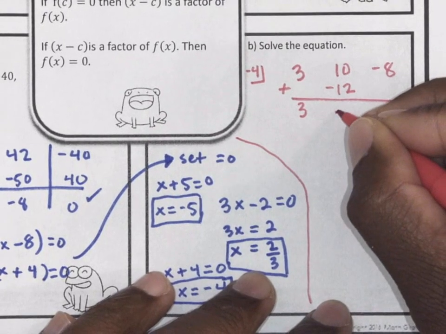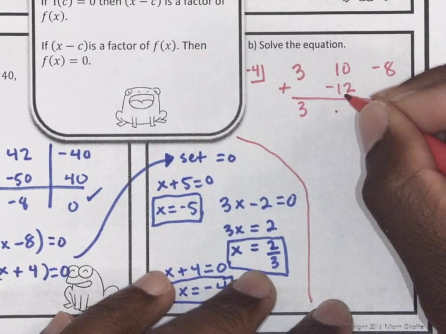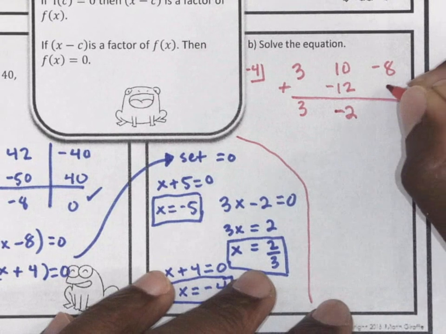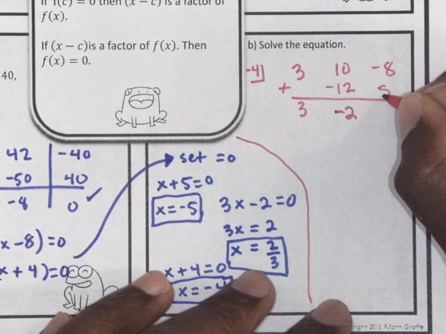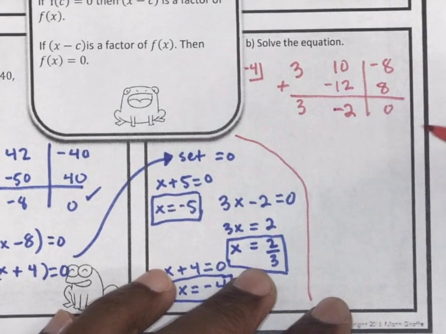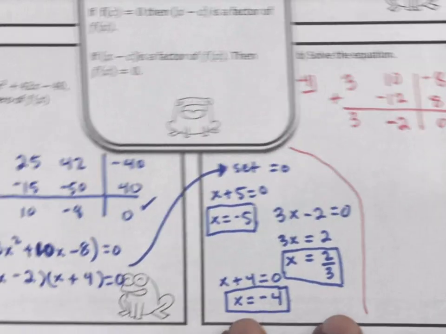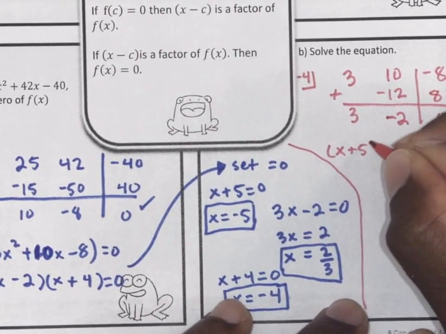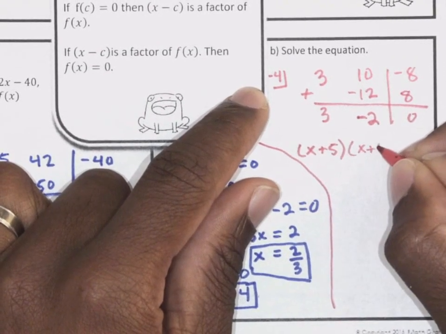10 plus negative 12, what's that? 10 minus 12, negative 2, thank you. 4 times negative 4 times negative 2. Sure enough, I got a remainder of 0 because it was a factor. So at this point, I would have x plus 5. I've just found x plus 4.